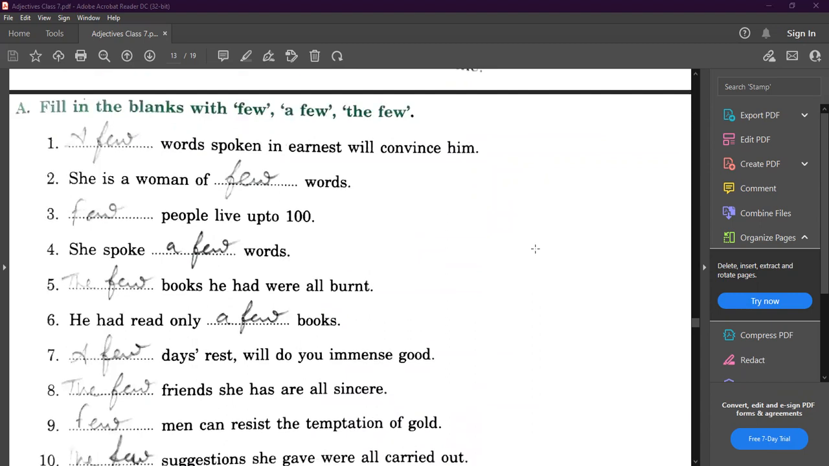Now what is a few? Few denotes not many. Okay? A few denotes a certain amount.